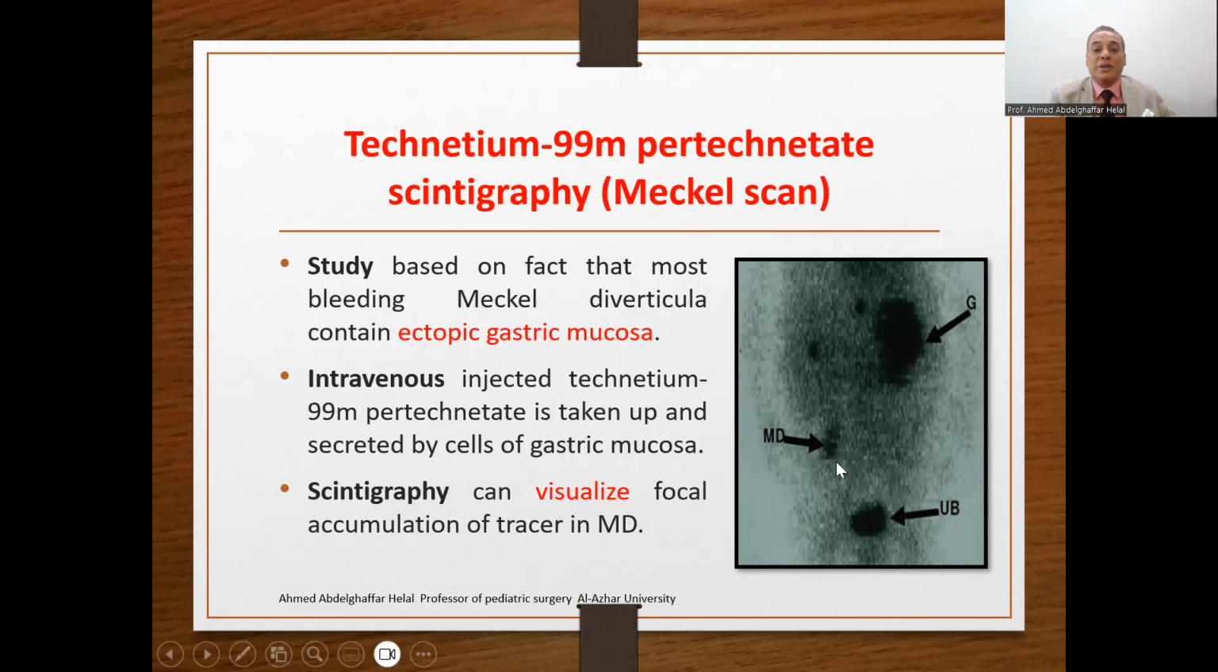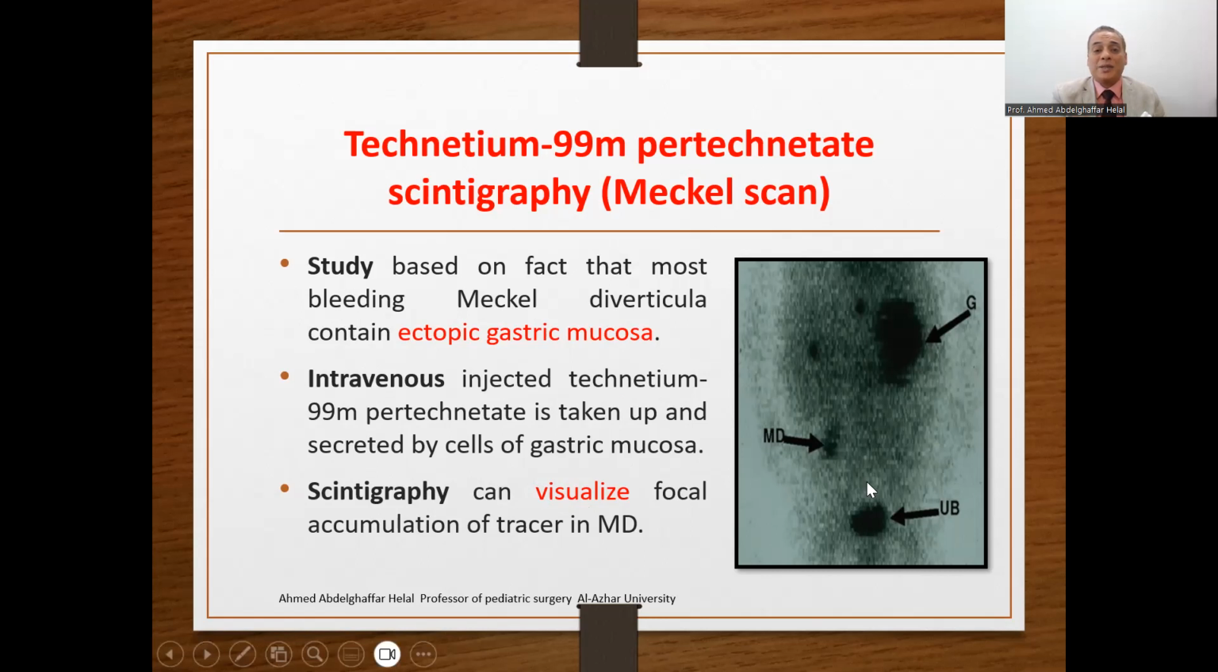You will see that there is focal accumulation of this tracer in the Meckel, in the right lower quadrant. And this is the gastric uptake, normal uptake by the gastric mucosa. And this is the urinary bladder excreting the tracer. So the study is based on the fact that most bleeding Meckel contain ectopic gastric mucosa. So intravenously injected technetium pertechnetate is taken up and secreted by the cells of the gastric mucosa, by the normal gastric mucosa and by the ectopic gastric mucosa present in the Meckel. So this will appear on the scintigraphy.